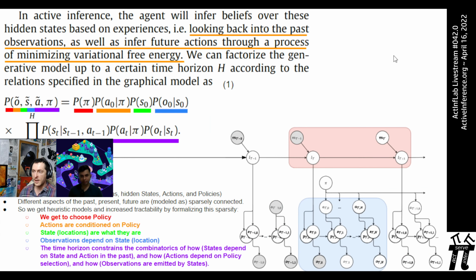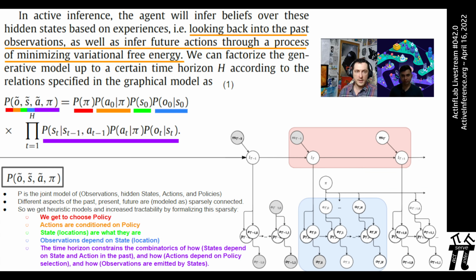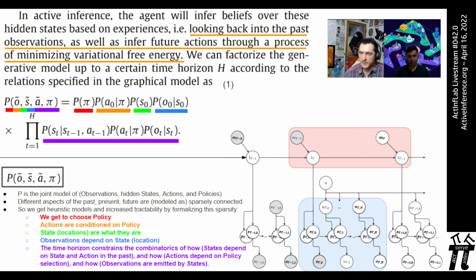So, they write, in active inference, the agent will infer beliefs over these hidden states based upon experience. Looking back into the past observations, those are the observations from the past that the computer has access to, as well as infer future actions through a process of minimizing variational free energy. This is where they're going to introduce this free energy minimization as kind of a model metric that helps do parameter selection, parameter optimization on this type of graph.